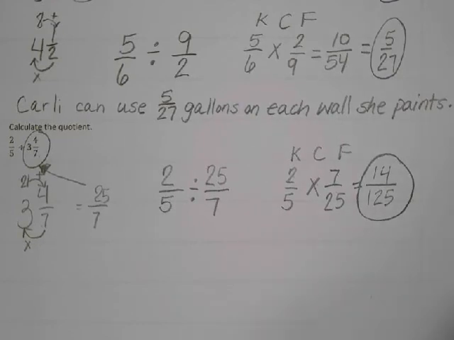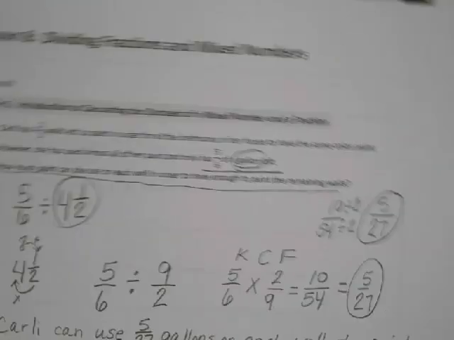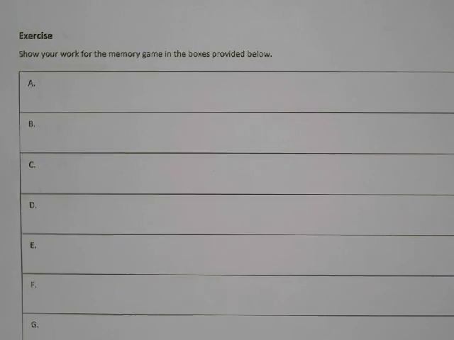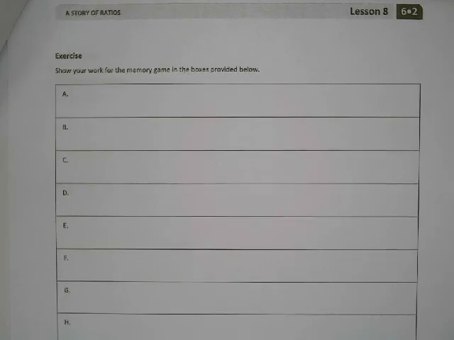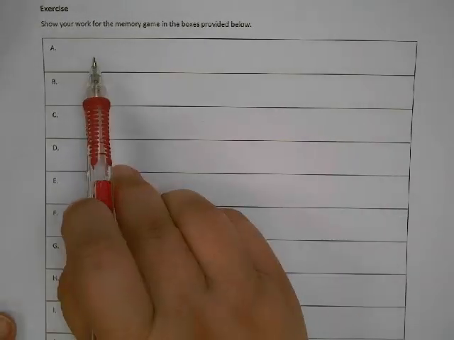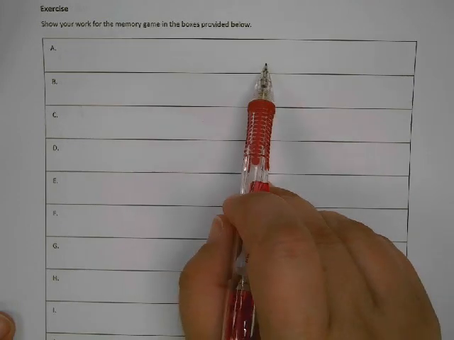So now you're going to do some practice on your own. If you turn to the next page, it shows you some blank spaces that are labeled A, B, C, D, E, F, G, H, I, J, K, L. And I'm going to give you some problems that you are going to solve, and you're going to put that information here as you solve the problems.